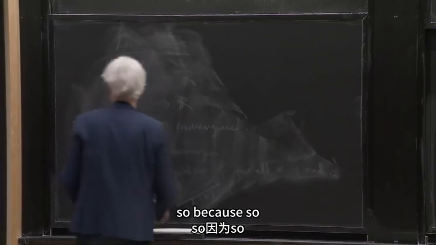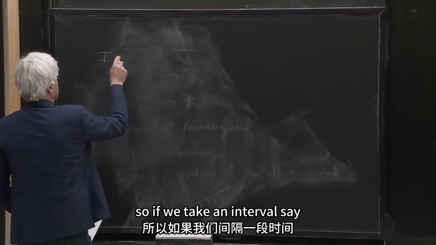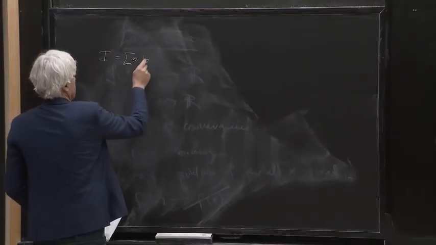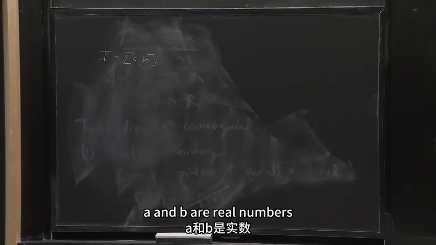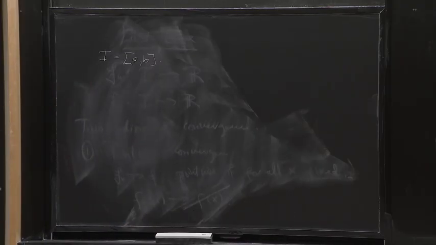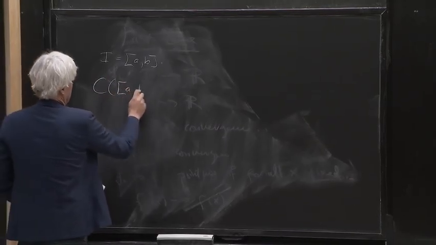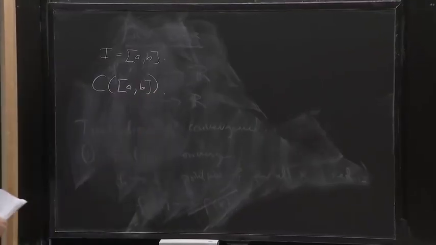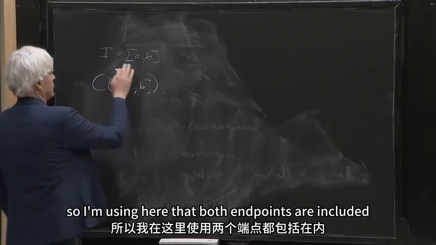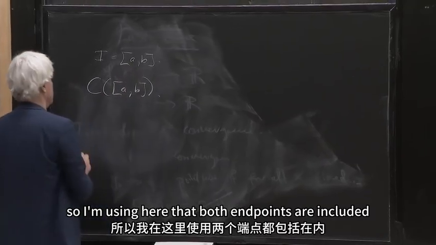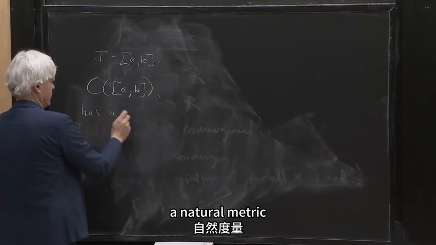So, remember that if we take an interval from a to b, where a and b are real numbers, then we looked at the space of continuous functions on this interval, right? And this space had a natural metric. I'm using here that both endpoints are included. This space here has a natural metric.